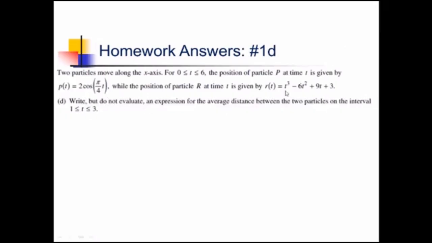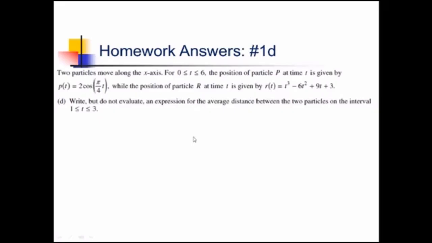For this last part of the problem, they want us to write but not evaluate an expression for the average distance between the two particles over the interval 1 to 3. So first, before we can find the average distance, we just need an expression for the distance in general. To get the distance, I need to use these two position functions, p and r, and subtract them to figure out how far apart the particles are.